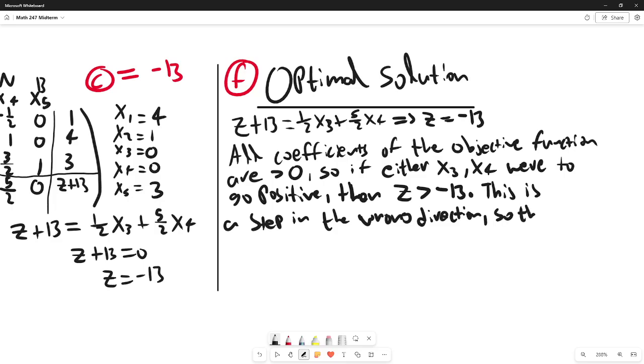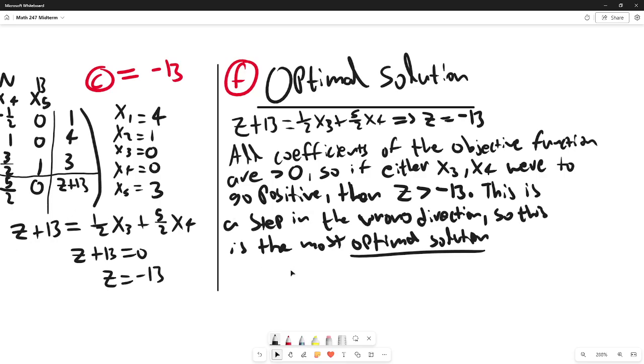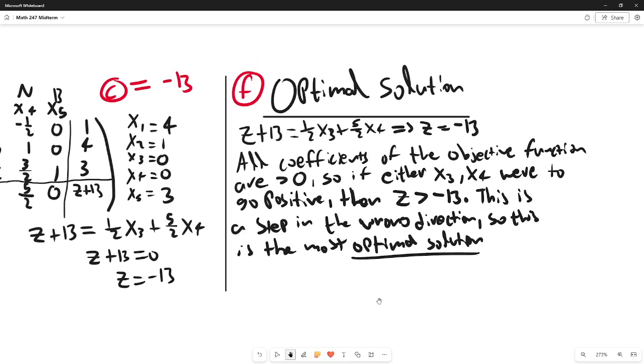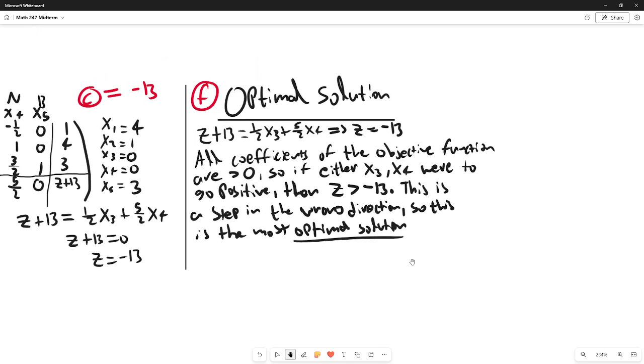So this is the most optimal solution. Sorry, my handwriting is really bad on this tablet. But yeah, that's pretty much what the stopping rule is. If either x3 or x4 were to increase, then z would become greater than its current value, which we don't want to occur because we're trying to find the minimum.